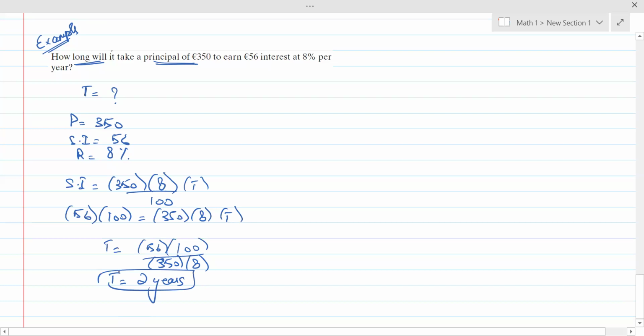So time was unknown and we found the time with the help of the simple interest formula only. So hope you have understood this concept of simple interest.